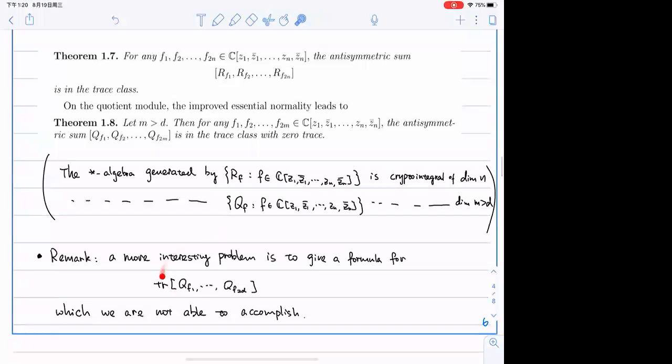I put a remark here: of course, it would be more interesting to consider this anti-symmetric sum with 2d operators in the case of quotient spaces. But at present, we are not able to prove it. I think this would be a very interesting subject of research. If anyone in the audience knows anything, please talk to me.